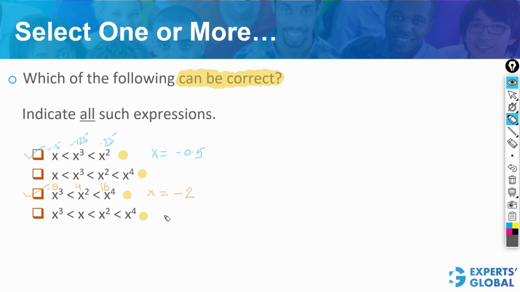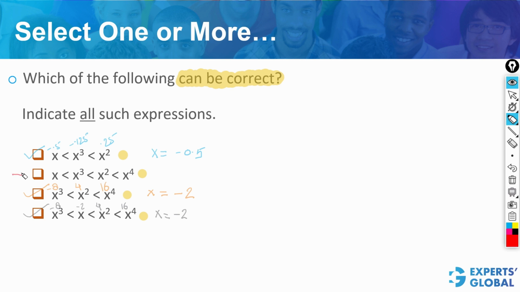The fourth expression can also hold for a large negative value of x, for example, x equals minus 2 once again. In such a case, x cube is a large negative number, x is a relatively smaller negative number, x squared is positive, and x to the power 4 is a bigger positive number. Therefore, answer choice D should also be selected.